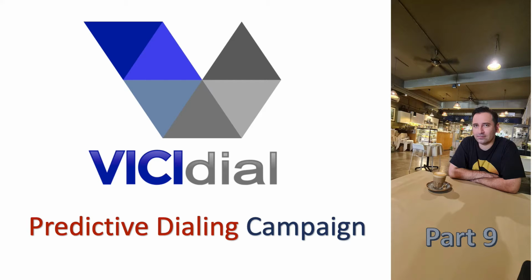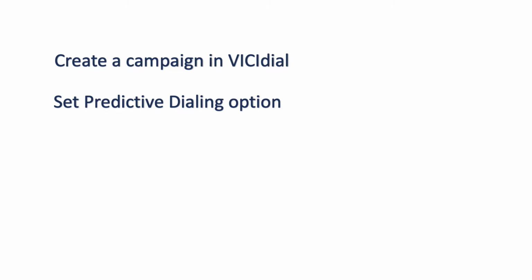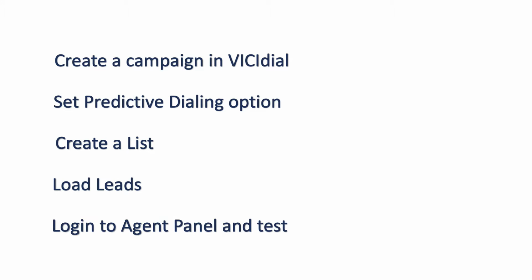Let's look at the agenda for this video. We will first learn how to create a campaign and set predictive dialing options. Then we will create a list and load customers into the list. Finally, we will log in to the agent panel and experience how it works in VICIdial. I highly recommend you watch part 3 and part 4, as I have explained in detail how we can create a campaign and load leads. So I will pass over these topics faster in this video.